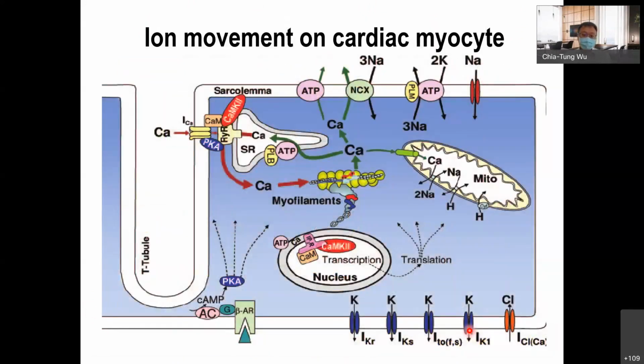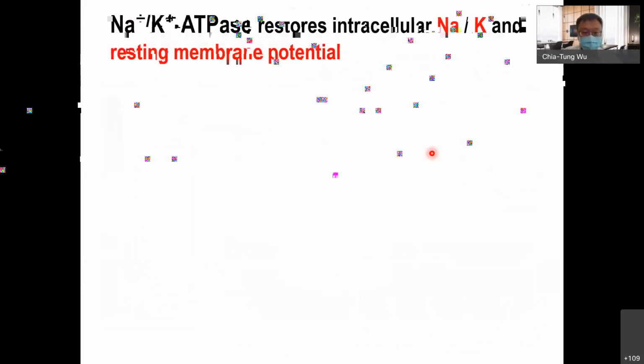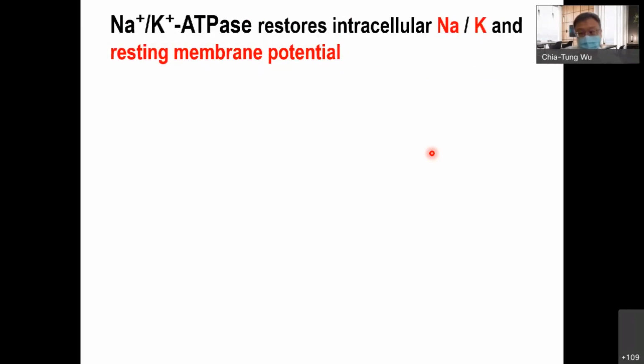We can see that there are many ways of ion movement on the cell membrane of the cardiomyocyte, including the potassium channel, chloride channel, calcium channel, the sodium calcium exchanger, and the sodium potassium ATPase. From our previous lecture, we already know that the sodium potassium ATPase restores intracellular sodium and potassium levels and also keeps the resting membrane potential.